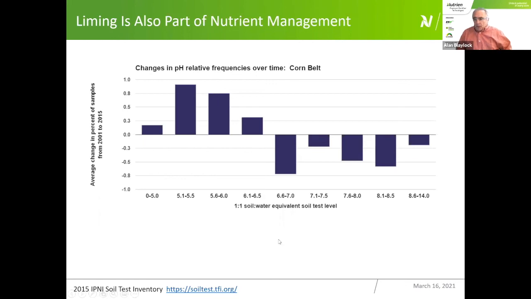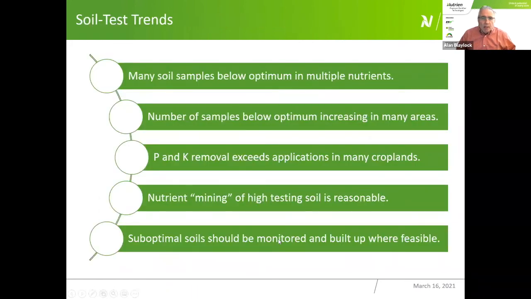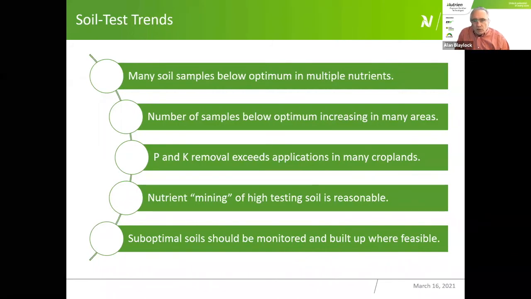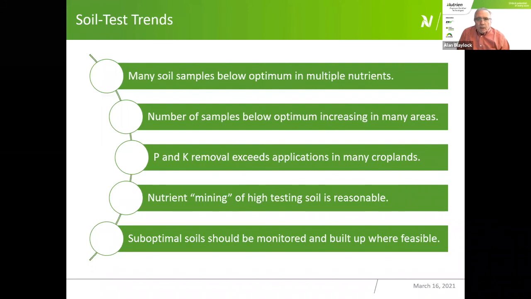So with that, let me wrap up with some summary statements here, and then there's a couple more questions that we'll address. So some of the trends, just by summary, there are a lot of samples that are below optimum in multiple nutrients. So we need to be careful. We need to use our soil test information and manage those nutrients for optimum crop response. And the number of samples that are below optimum is increasing in many areas. So this is more cause for concern. And this was something that was pointed out in that paper on human nutrition.